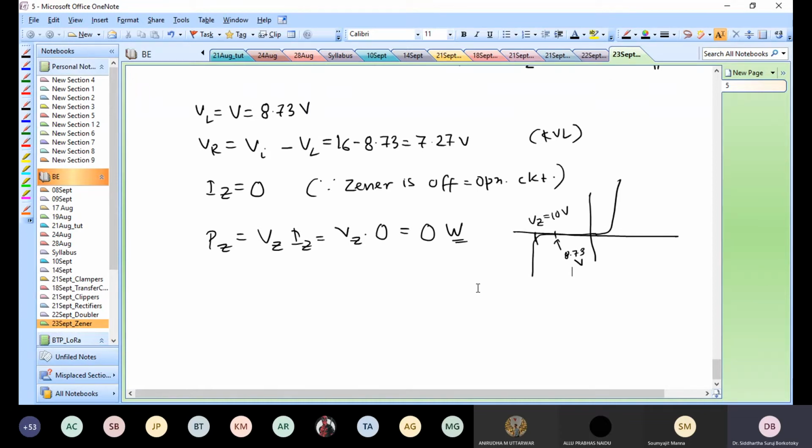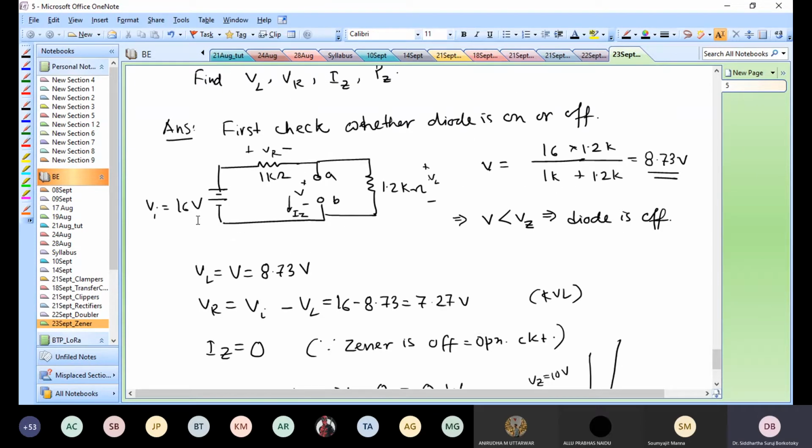So no current is flowing through it. So this is not acting as a voltage regulator. Whatever voltage you supply as VI, that voltage will create some voltage drop, of course, across the resistor, and the remaining voltage you will get across your load. But this is not that constant.